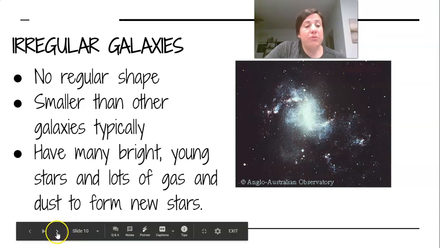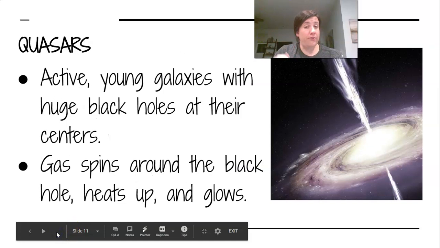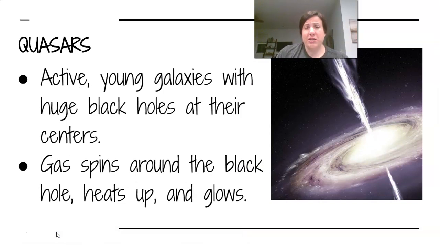And then finally, we have what we call a quasar, another fun word to say. This is a young active galaxy, which has a black hole at the middle of it. So you have all of this gas and dust and all this goodness spinning around this black hole, and then it heats up and it kind of glows. It's kind of funky looking.